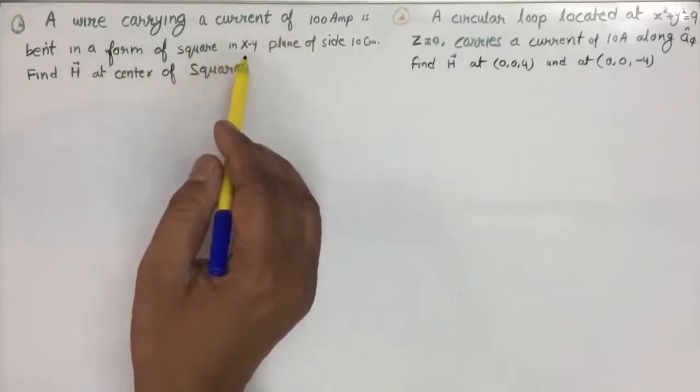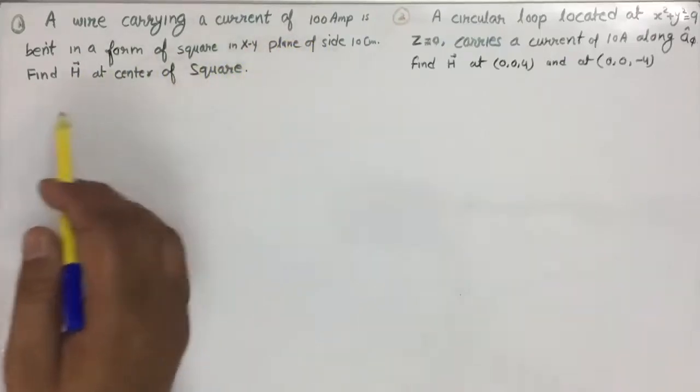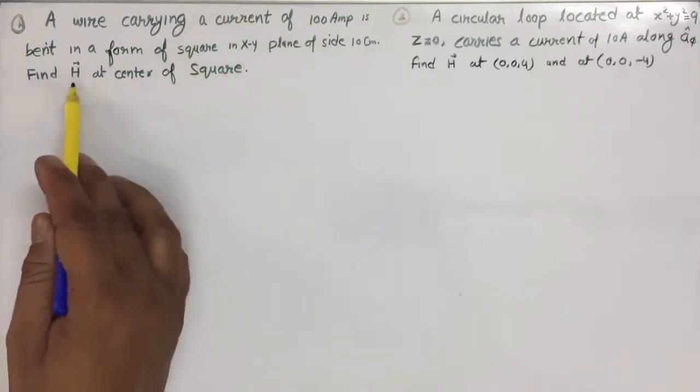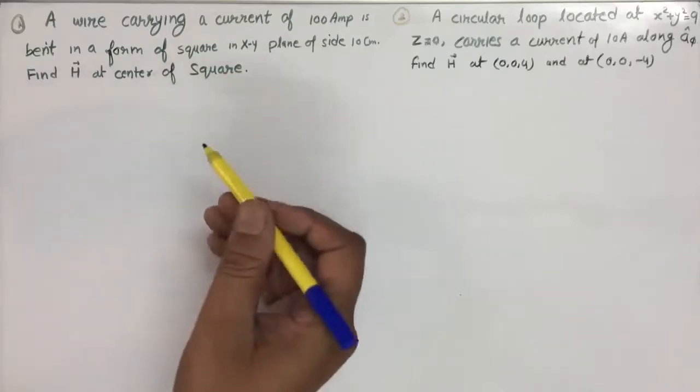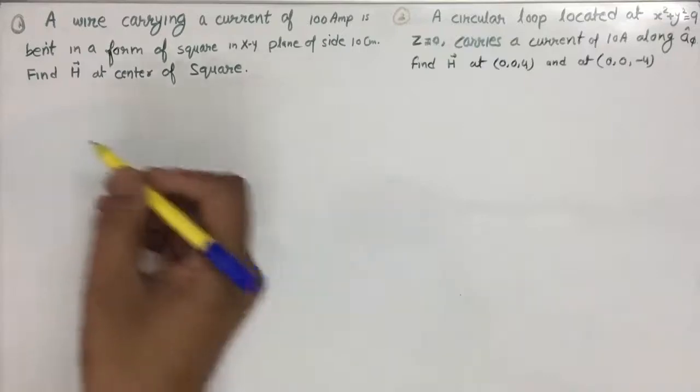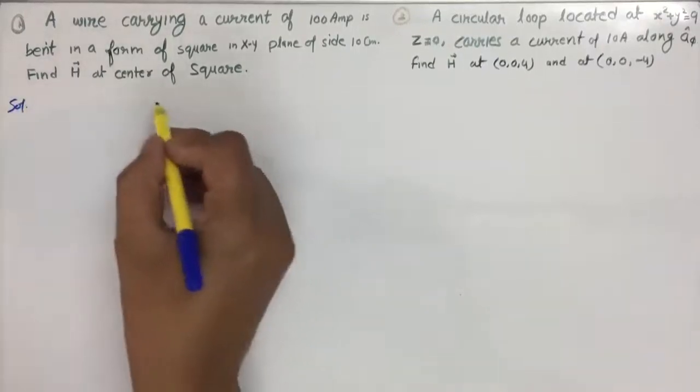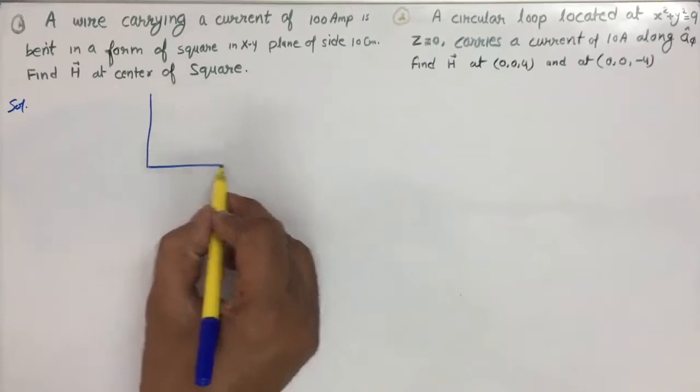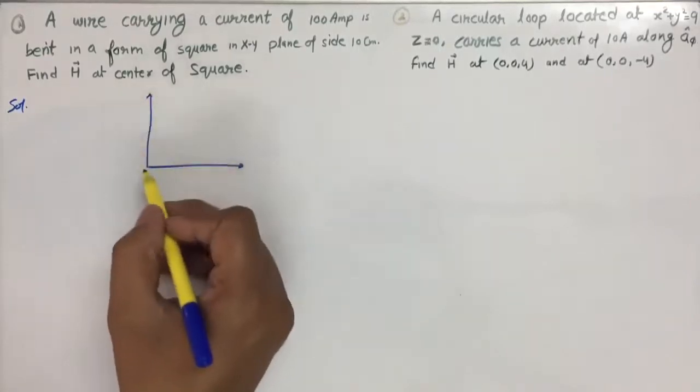A wire carrying a current of 100 amperes is bent in the form of a square in the xy plane of side 10 centimeter. Now we have to find the magnetic field intensity H at the center of the square. So according to the problem, the wire is bent in the form of a square.